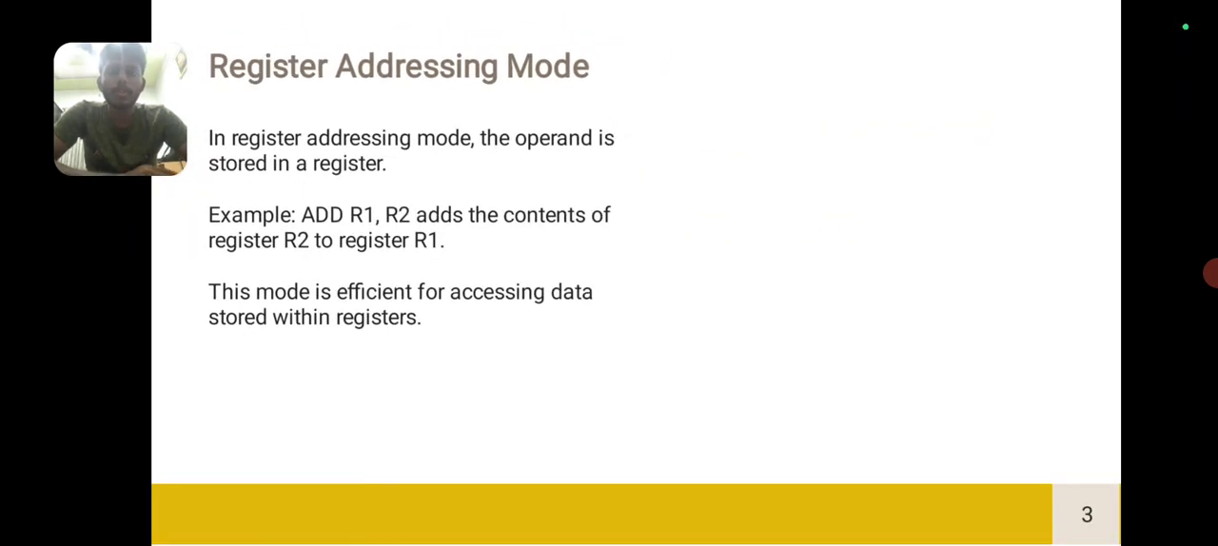Now another mode is register addressing mode. In register addressing mode, the operand is stored in a register. Example, ADD R1, R2 adds the contents of register R2 to register R1. This mode is efficient for accessing data stored within registers.